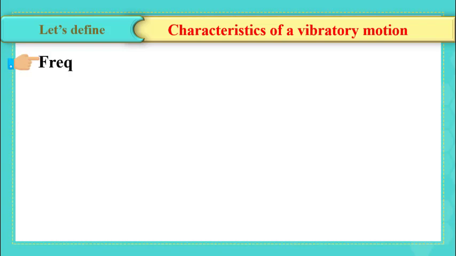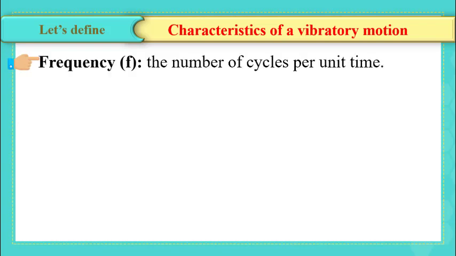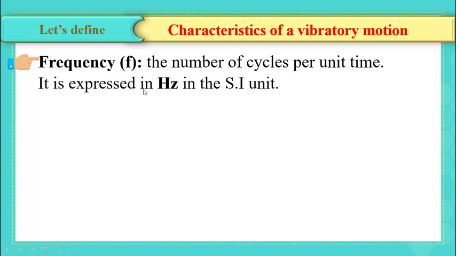Another characteristic is the frequency of the vibratory motion, which is the number of cycles per unit of time. It is expressed in hertz in the SI unit, and each hertz is equivalent to one cycle per second.